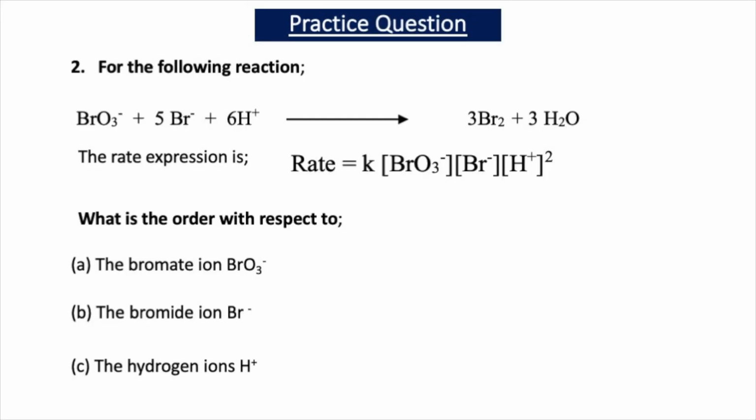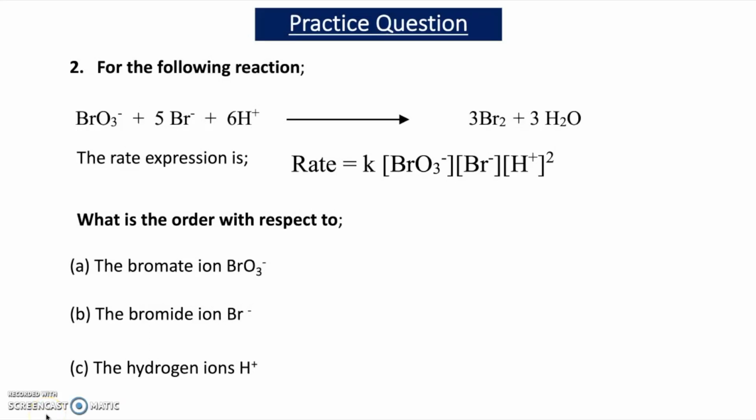So in question 2, the rate equation is given to you. Rate is equal to k times the concentration of the bromate ion times the concentration of the bromide ion times the concentration of the hydrogen ion raised to the power 2. So the order with respect to the bromate ion is first order because it's raised to the power 1. The order with respect to the bromide ion is also first order because it's raised to the power 1. And the order with respect to the hydrogen ions, H+, is second order because it's raised to the power 2 in this rate equation.